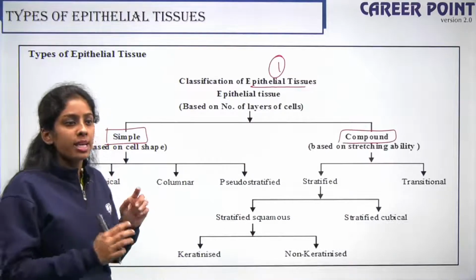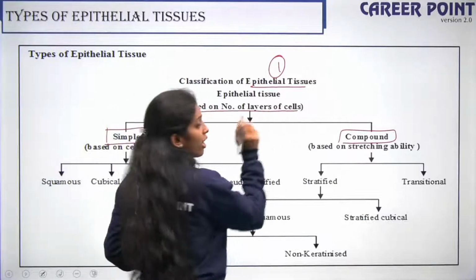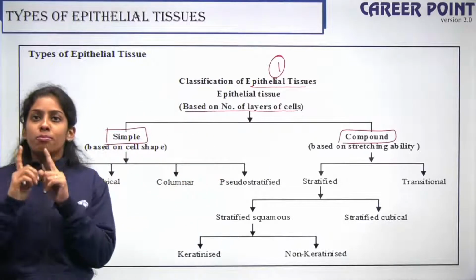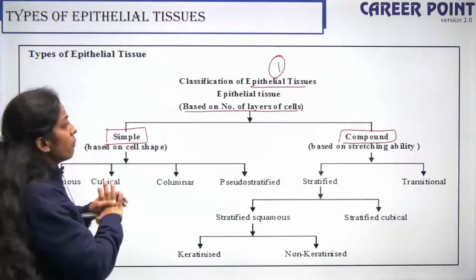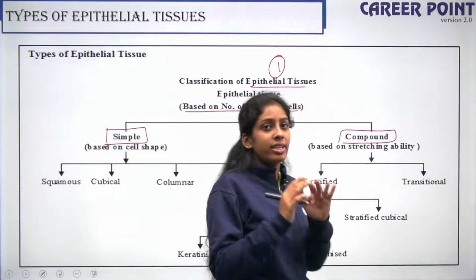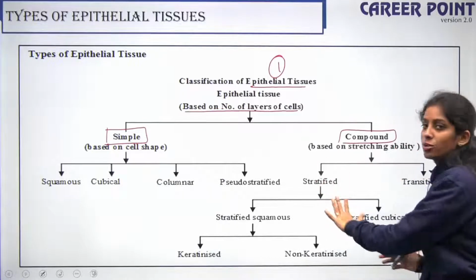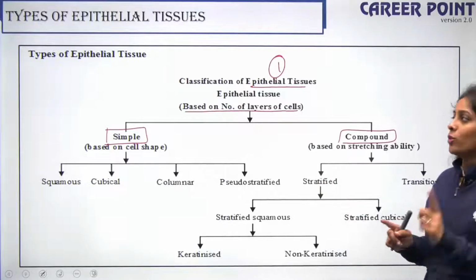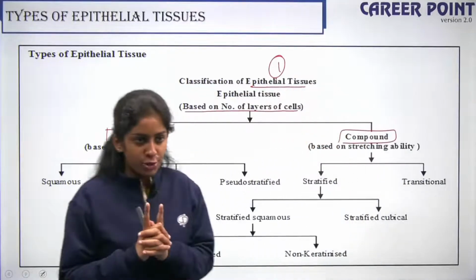On what basis are they divided into simple and compound? Based on the number of layers of cells. You should know on what basis they are being divided. That is very, very important. If you remember the basis of division, then it is easy for you to remember. Otherwise, if you blindly or monotonously look at this flow chart, it is tough. So once again, pay attention. We are talking about the classification of your epithelial tissues.